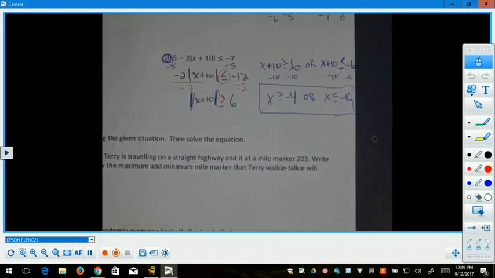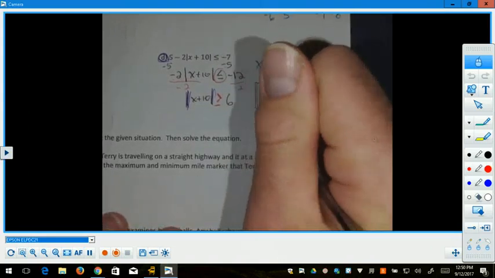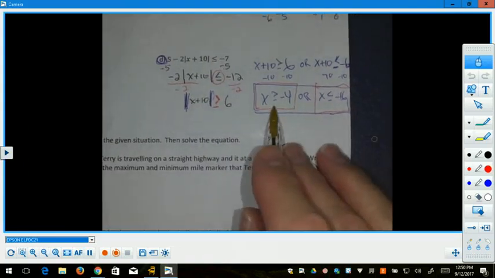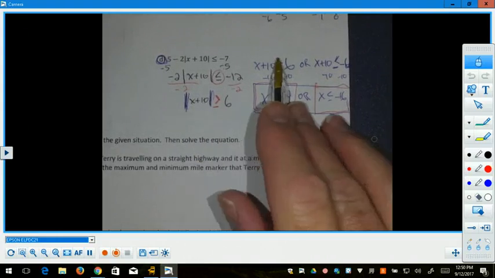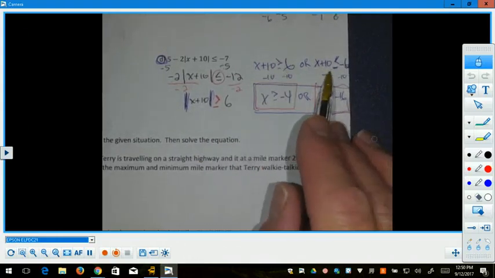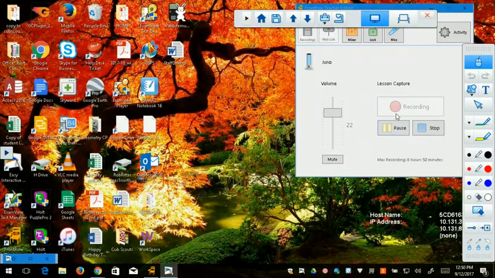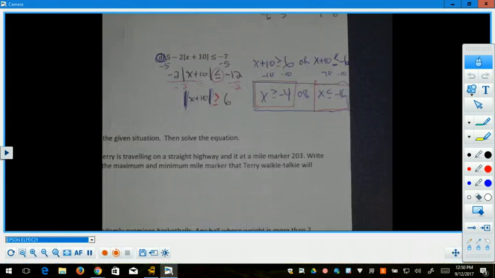Yes? Do you have to do it with the negative 6? Or could you do it with x is greater than or equal to negative 4? I'm not sure. Hold on, what you're asking. So I do have to have both. Less than or equal to negative 16 and greater than or equal to negative 4. So when I drop this absolute value, it creates two equations, in this case, two inequalities. Does that answer your question or no? Okay, it does. So yes, you do have to do both.